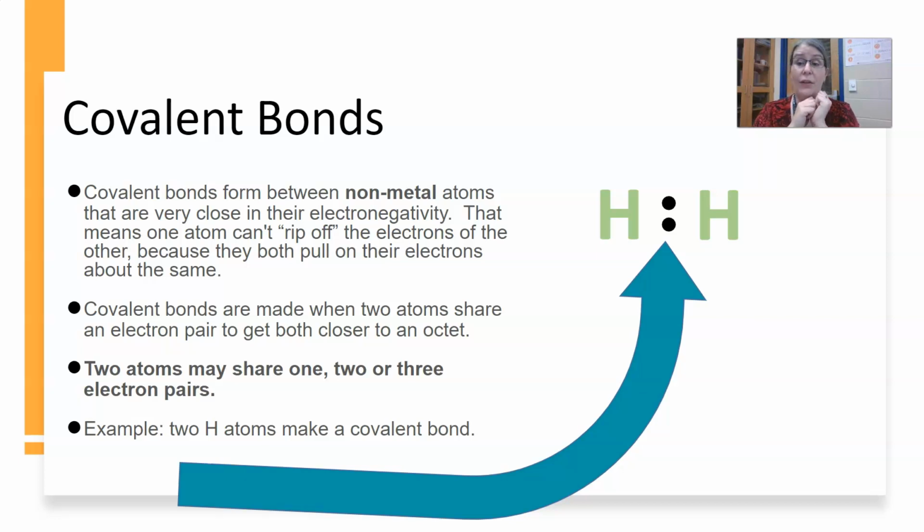Or you can even get up to having three shared pairs of electrons, which is what we call a triple bond. I would not do more than that in honors or AP chemistry. So here's our example. Two hydrogen atoms, each one only has one electron. When they get close together, they share their one electron with each other. Then they both have a share of two electrons, the same number as helium, 2. We get back to that full set of orbitals.